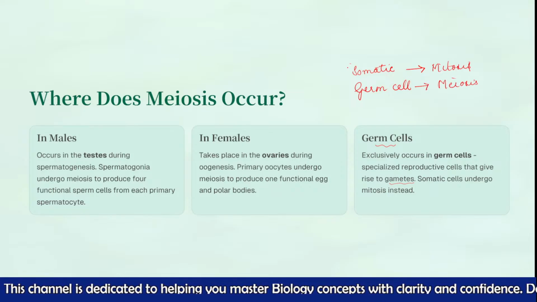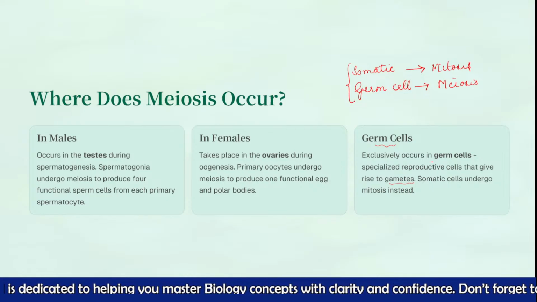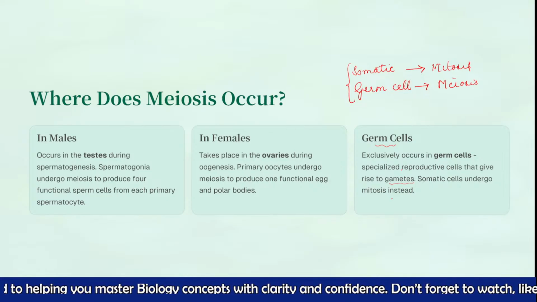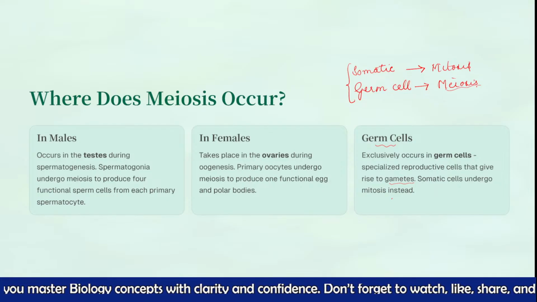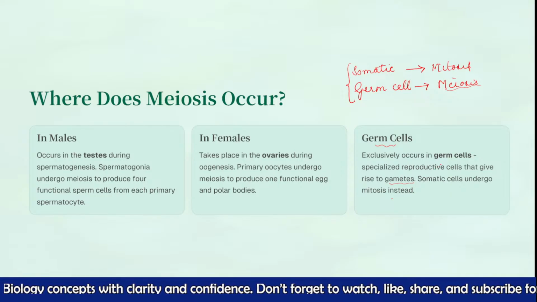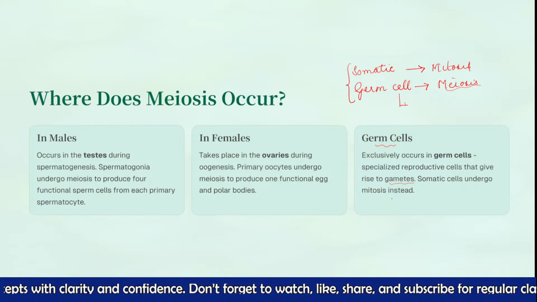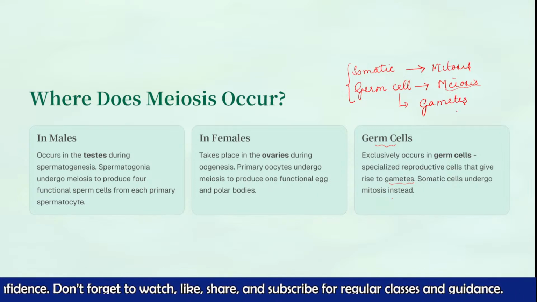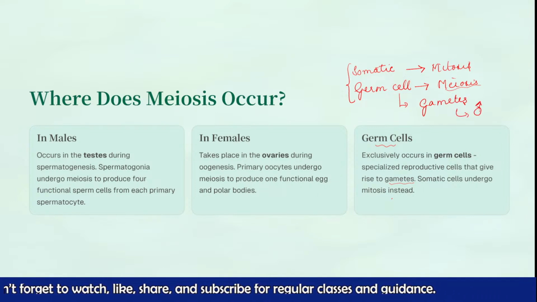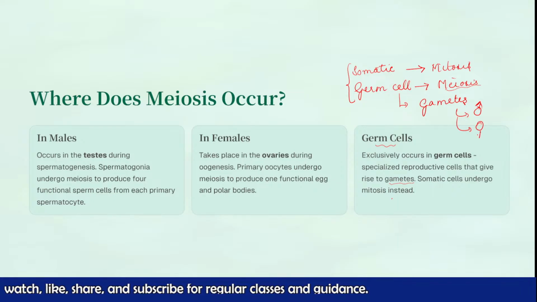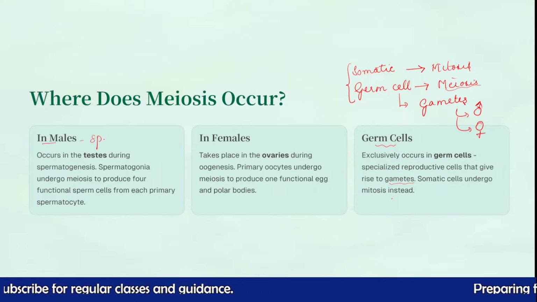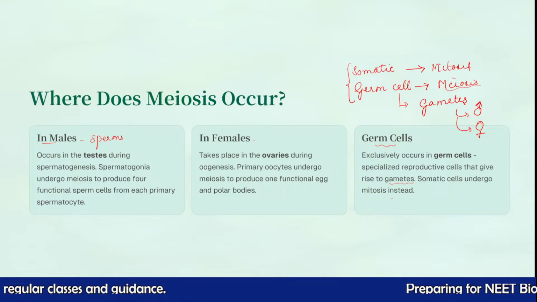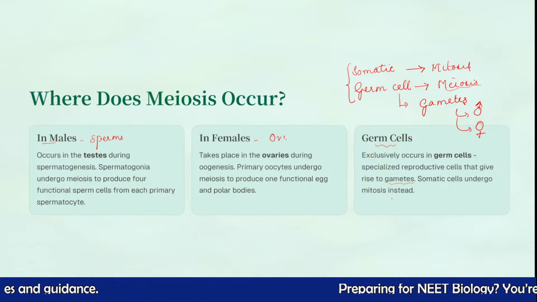Remember these two points. Somatic cell division is the mitotic division. Germ cells undergo division, that is the meiosis. And this germ cell division results in the formation of gametes. What are the two types of gametes? The male gamete and the female gamete. The male gamete is called sperm and the female gamete is the ovum.